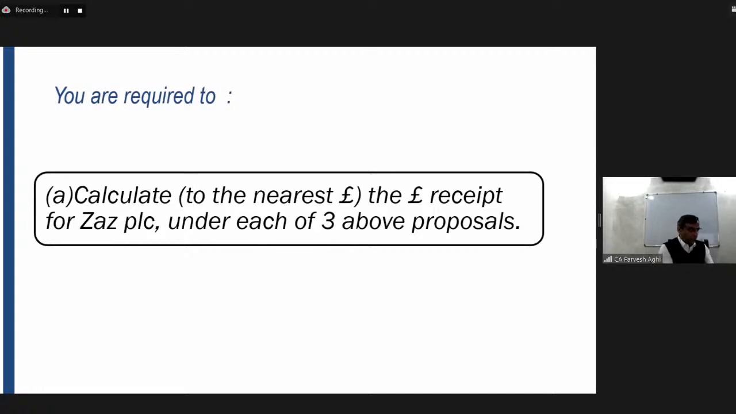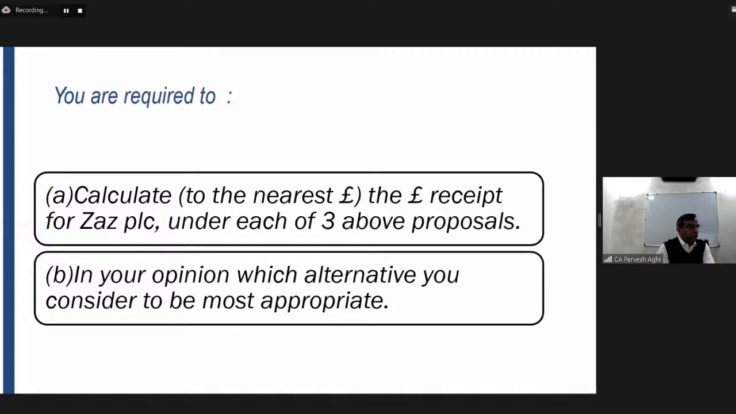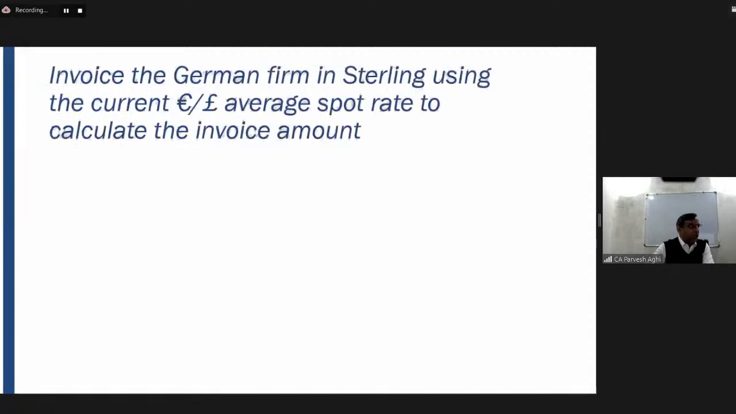Okay, so we have to evaluate all the three proposals and find out which one is the best one. So in your opinion, which alternative do you consider to be the most appropriate? So this is what the question is. So let's begin answering this now.